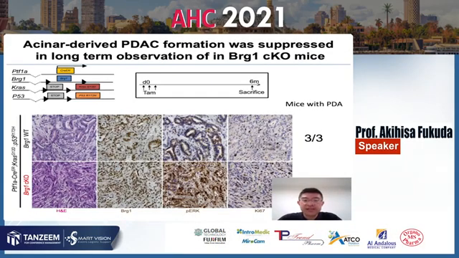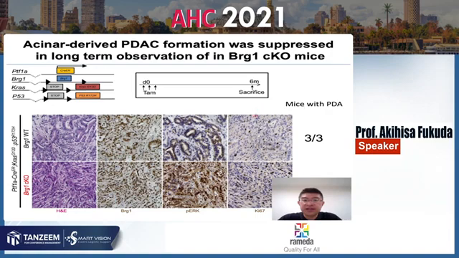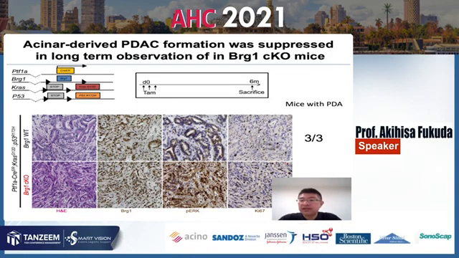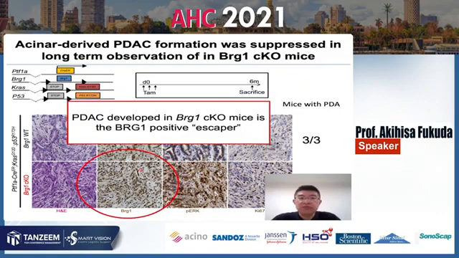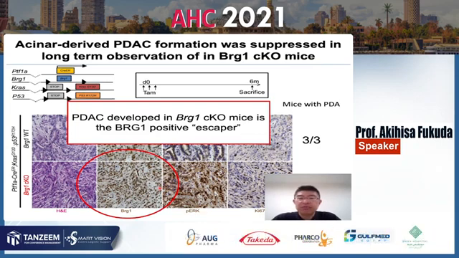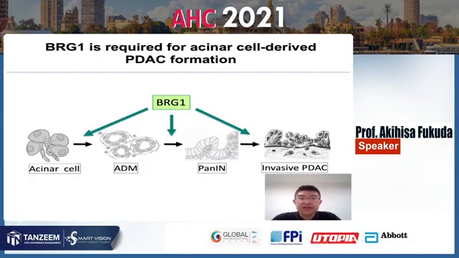Moreover, we assessed PDAC formation in these mice. All 3 control mice developed PDAC in the BRG1 wild-type background. In contrast, only one of the 3 mice developed PDAC in the BRG1 knockout mice. Notably, PDAC developed in BRG1 knockout mice only in the BRG1-positive escapers. These data indicate that BRG1 is critical for acinar cell-derived PDAC formation in mice. These data demonstrate a critical role of BRG1 for PanIN-derived, acinar cell-originated PDAC formation.